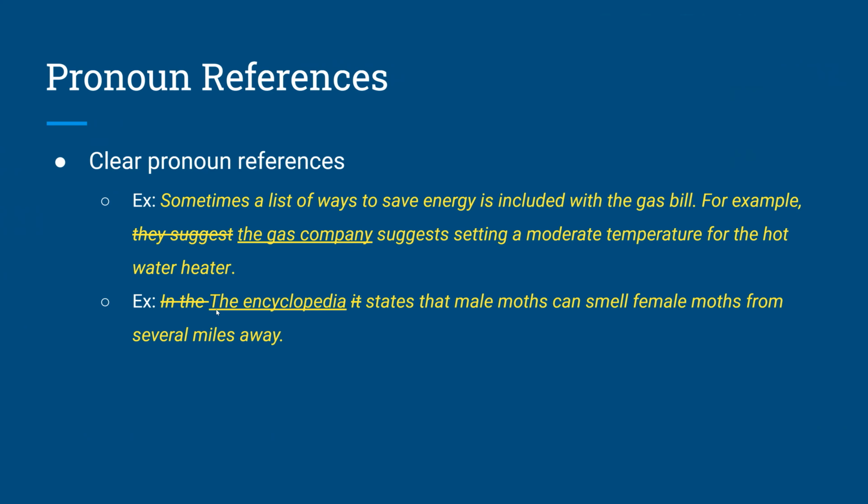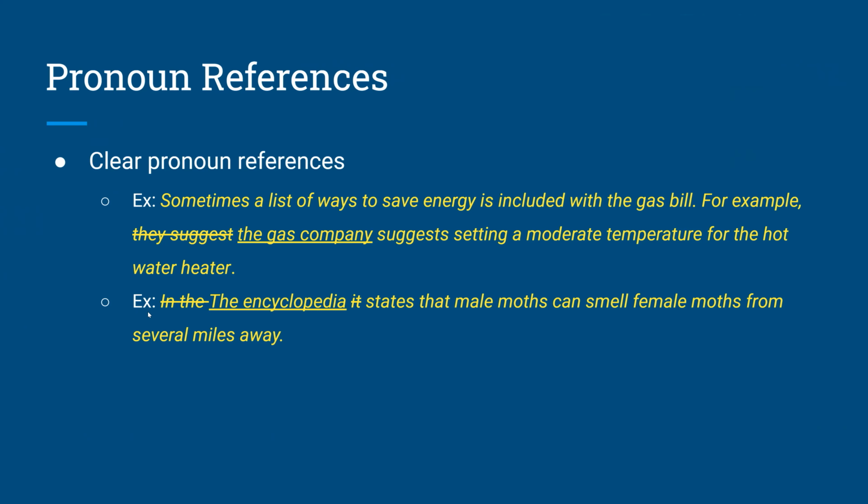In the second example, we're talking about an encyclopedia. Now it says, well, anyway, what I was trying to say is it states that male moths can smell female moths from several miles away. If we say it, we don't know what it is. Therefore, you need to come in and say what we're talking about.